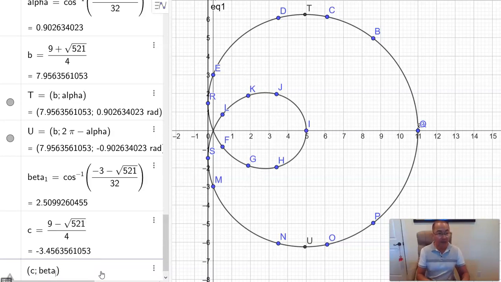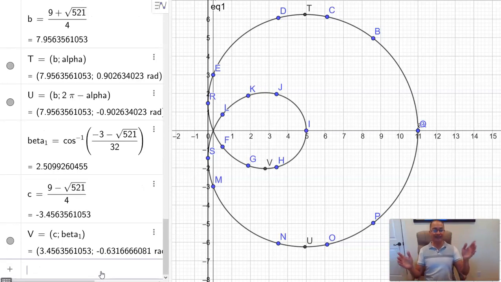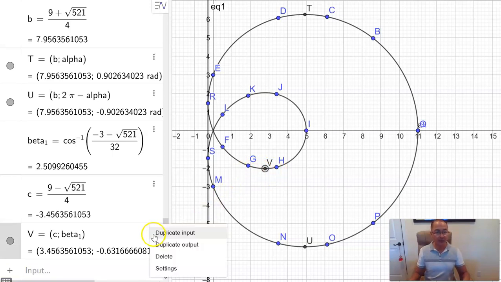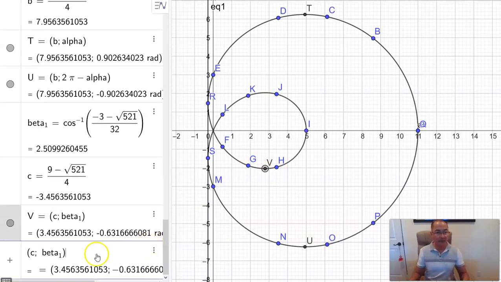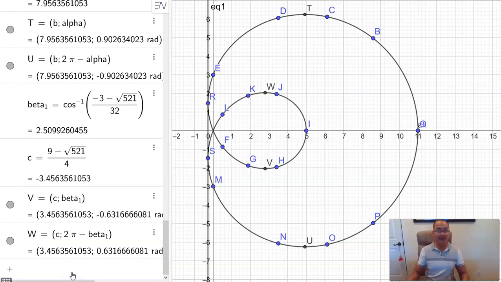And let's see if it'll do it for us. And there it is. Okay, yes. Thank you, subscript. So there is our point where the tangent line is horizontal. And of course, the twin, duplicate input, it will be 2 pi minus beta 1. There it is, point W. Okay, so we have our 4 points here present and accounted for.